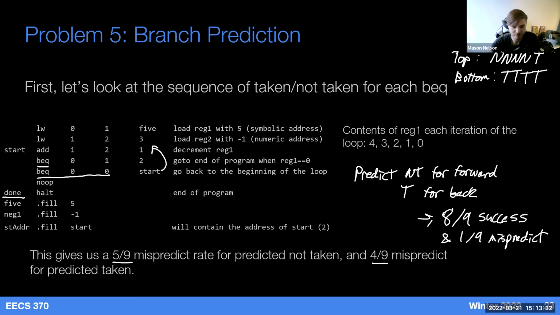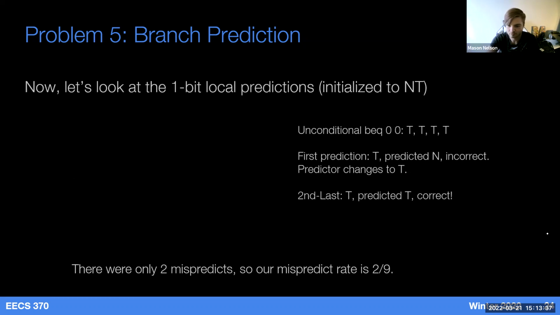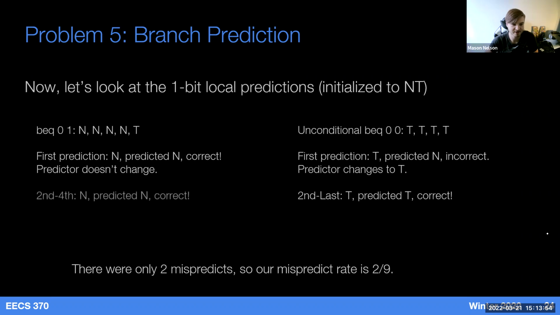Let's look at some of the dynamic branch predictors that we could come up with, if my slide will advance. All right. So if we have a 1-bit predictor, it's going to probably be initialized to not taken, like we said before. And so looking again at our sequence, the top BEQ had 4 not takens and then taken. But if we do it locally, at least, that means that these first 4 are going to be predicted correctly. And the last taken one will be predicted incorrectly.